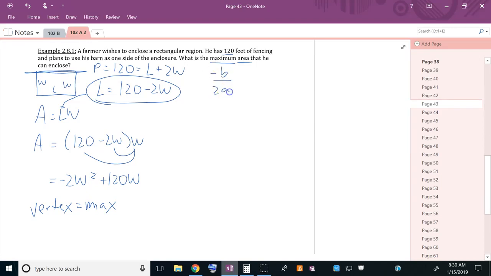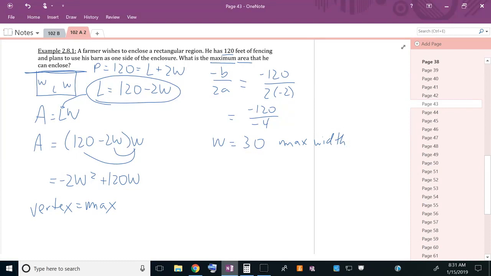So our equation for the vertex was negative b over 2a. So here b is 120 and a is negative 2. And dividing that, I get 30. Now, that is in W, so that is my max width.